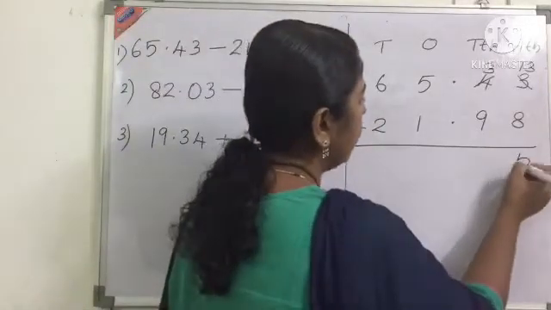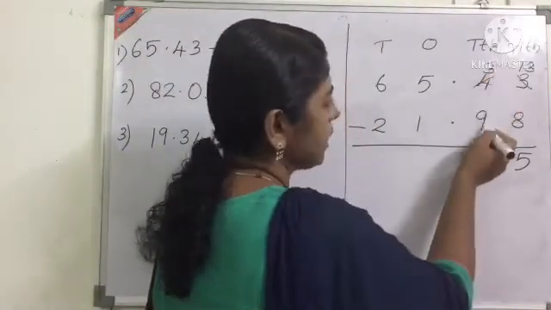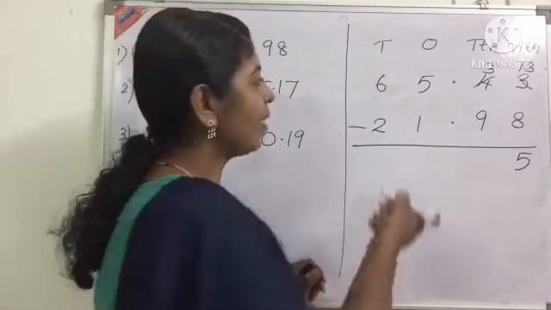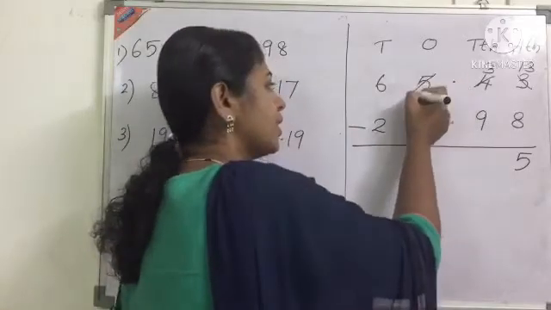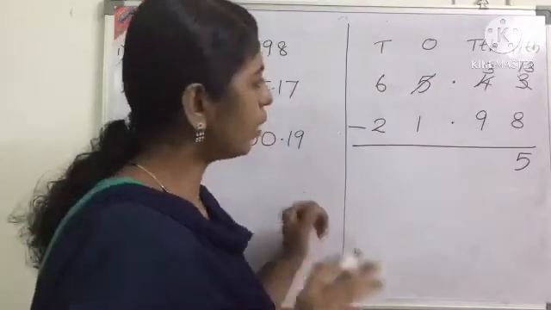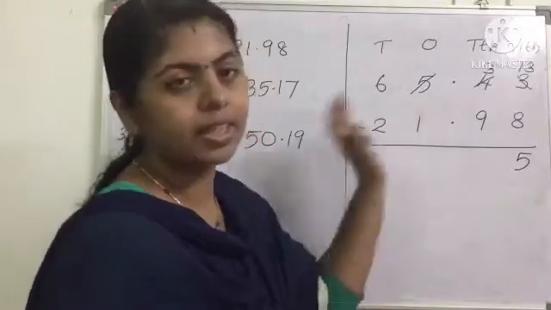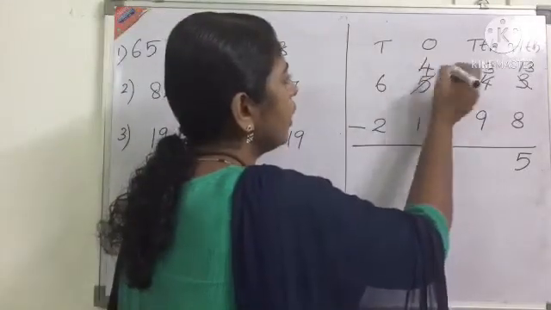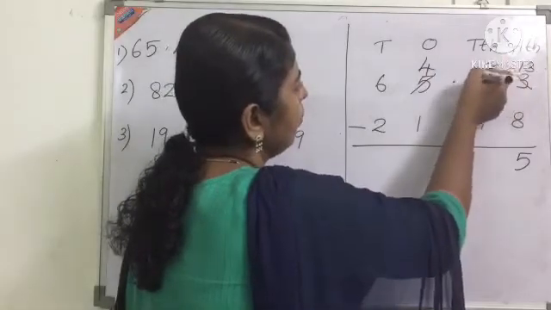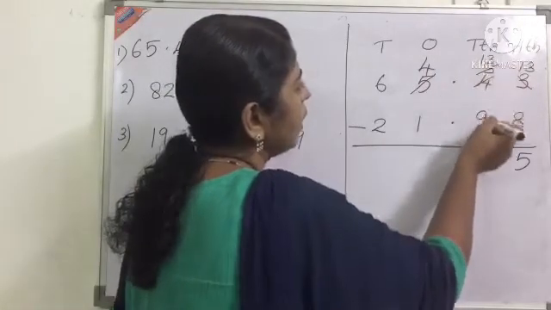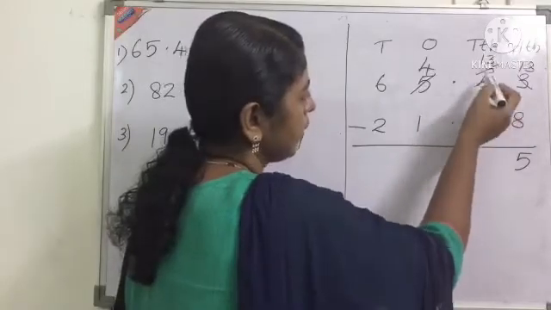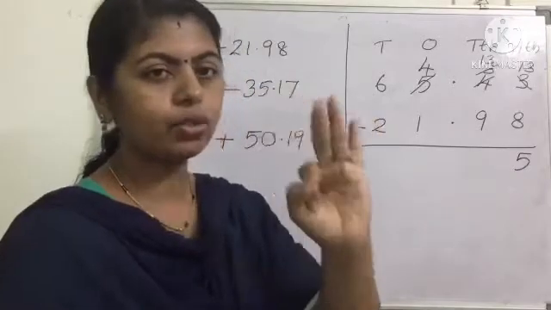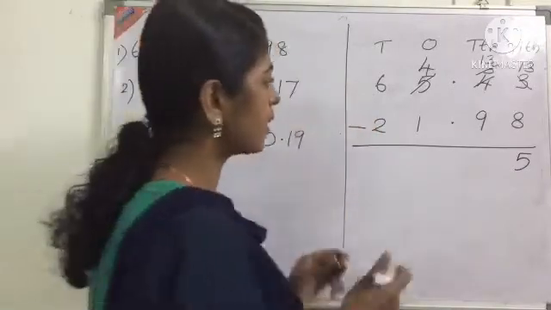Okay, then after that 3 minus 9, it's not possible. Then what to do? We can take 1 from here. It's just like the normal subtraction, only the difference is that here a decimal point is there. Okay, then this 5 will become 4 and this 3 will become 13. Now it's possible to subtract 13 minus 9. After 9: 10, 11, 12, 13. Then what is the answer? It's 4.